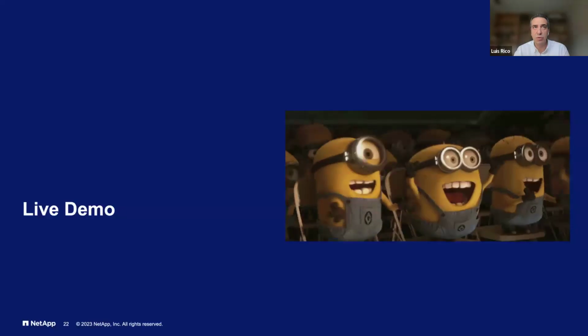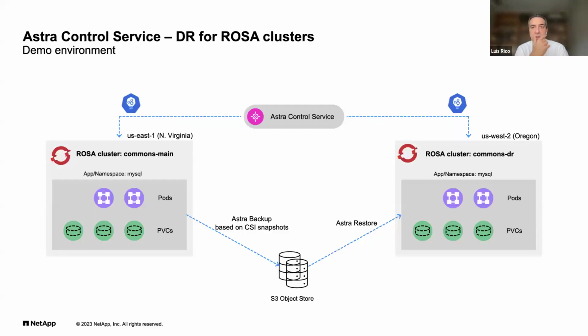So let's do this live demo. Let me explain a bit about the demo environment. I just created two ROSA clusters, Red Hat OpenShift Service on AWS. One is called Commons Main, in the AWS region of North Virginia, and the other one is Commons DR, in the Oregon AWS region, just to simulate two clusters. I'm going to connect them using Astra Control Service, and I will do this kind of disaster recovery for ROSA, doing backup and restore from one place to the other.